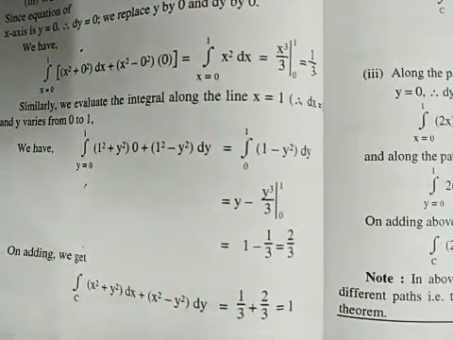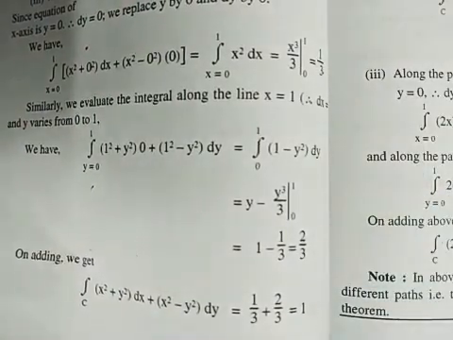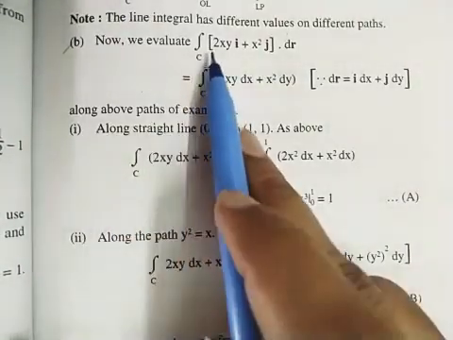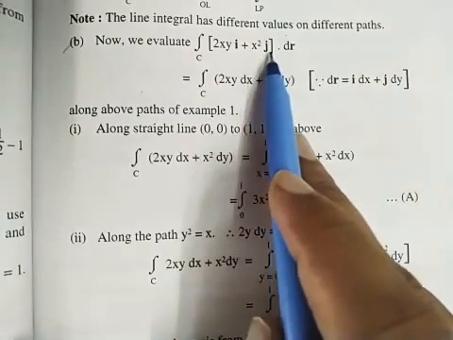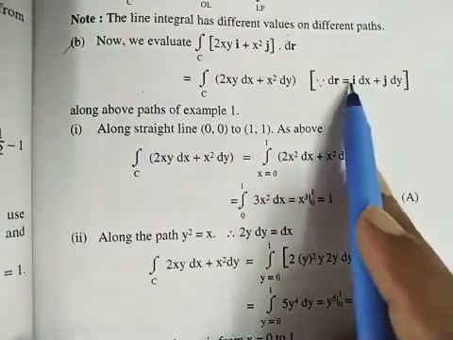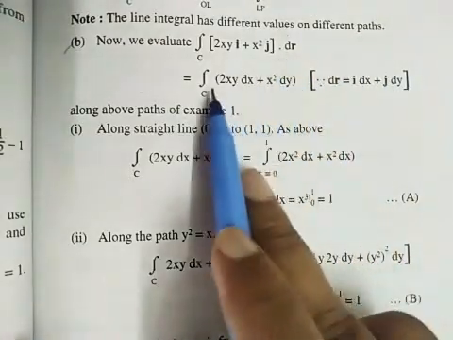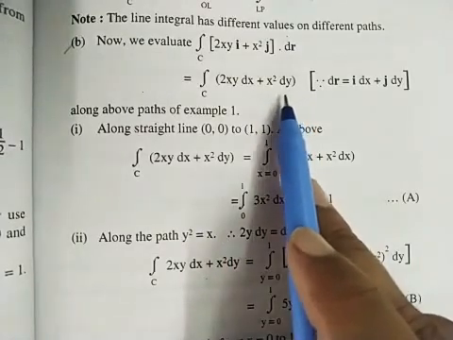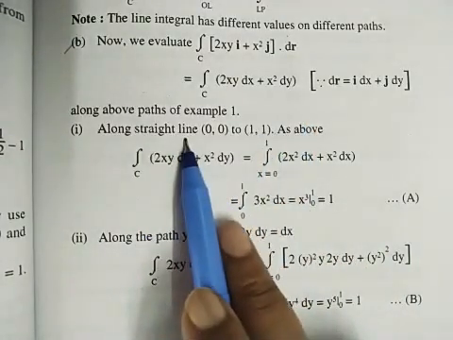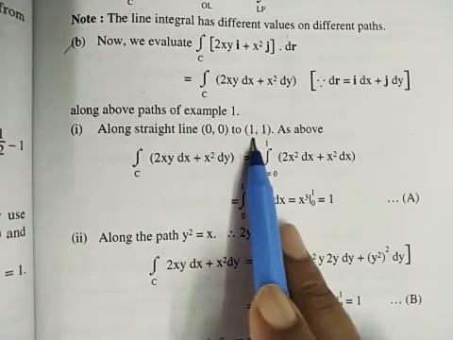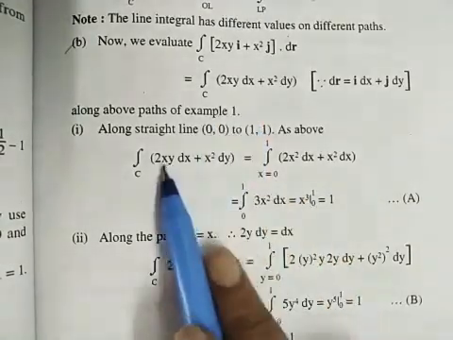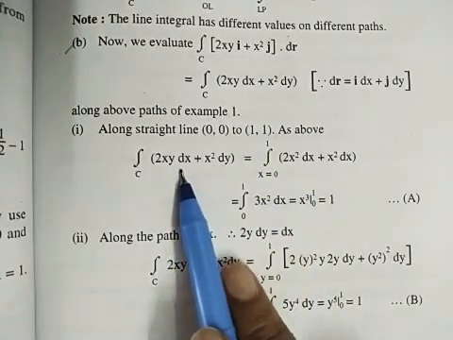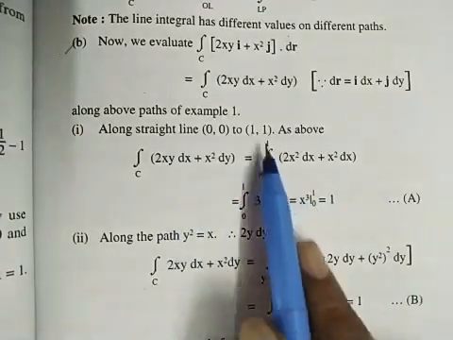Now let us solve for the other integral that is given, b. For the second, let us solve the integral of 2xy i plus x square j dot dr. Here dr is i dx plus j dy, so its dot product will be 2xy dx plus x square dy. Similarly as in the above example, first of all, let us solve the integral along the straight line 0, 0 to 1, 1. Here again we replace y by x and dy by dx. x varies from 0 to 1.